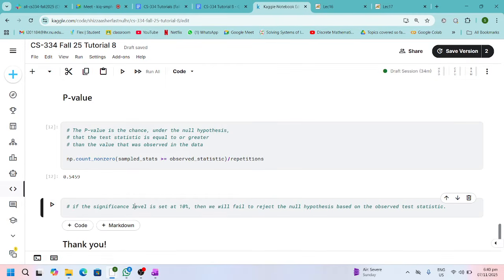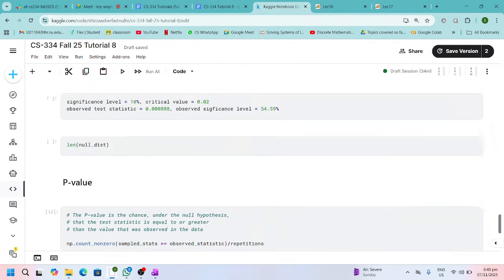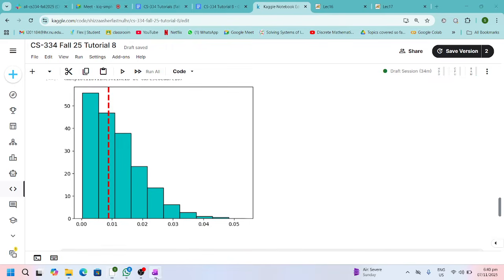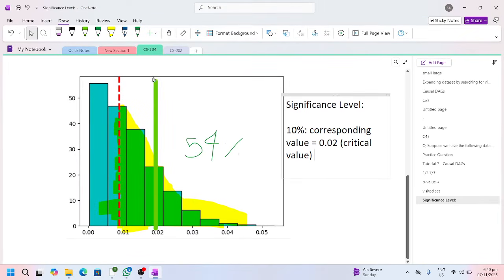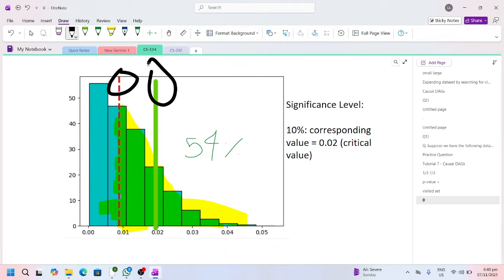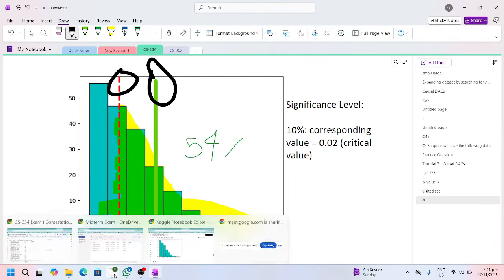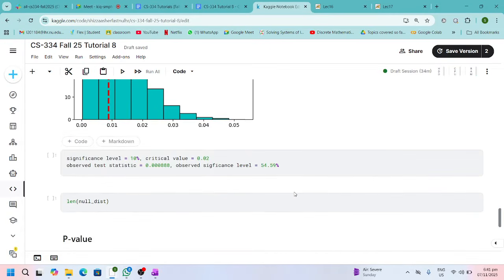Essentially, since we set the significance level to 10%, you will fail to reject the null hypothesis. If we break it down in very simple words, look at where this red line is and look at where this green line is. Our observed value is behind it. Whenever this happens, you fail to reject the null hypothesis. It's closer to zero right now. If this was ahead of the green line, then you would reject the null hypothesis.